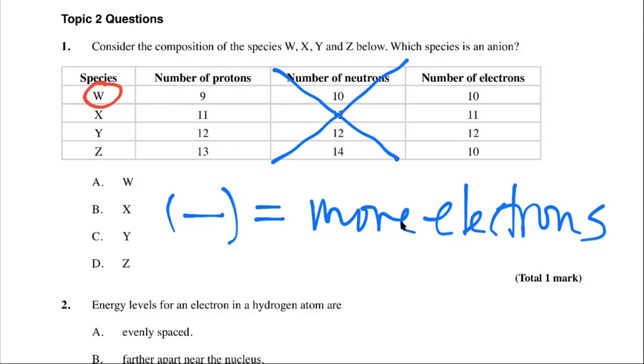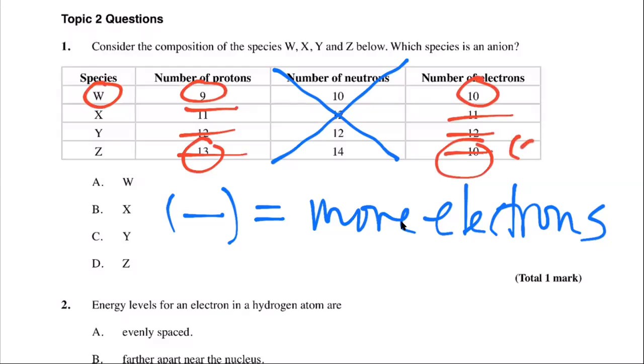Because if I look, there's 10 electrons, but there's 9 protons. All the other ones, on X, they're the same. On Y, they're the same. So those wouldn't be ions. Those would just be neutral atoms. And then on Z, the protons are more, so Z would not be an anion. Z would be a cation. Okay, so W is the one, and that would be answer choice A.